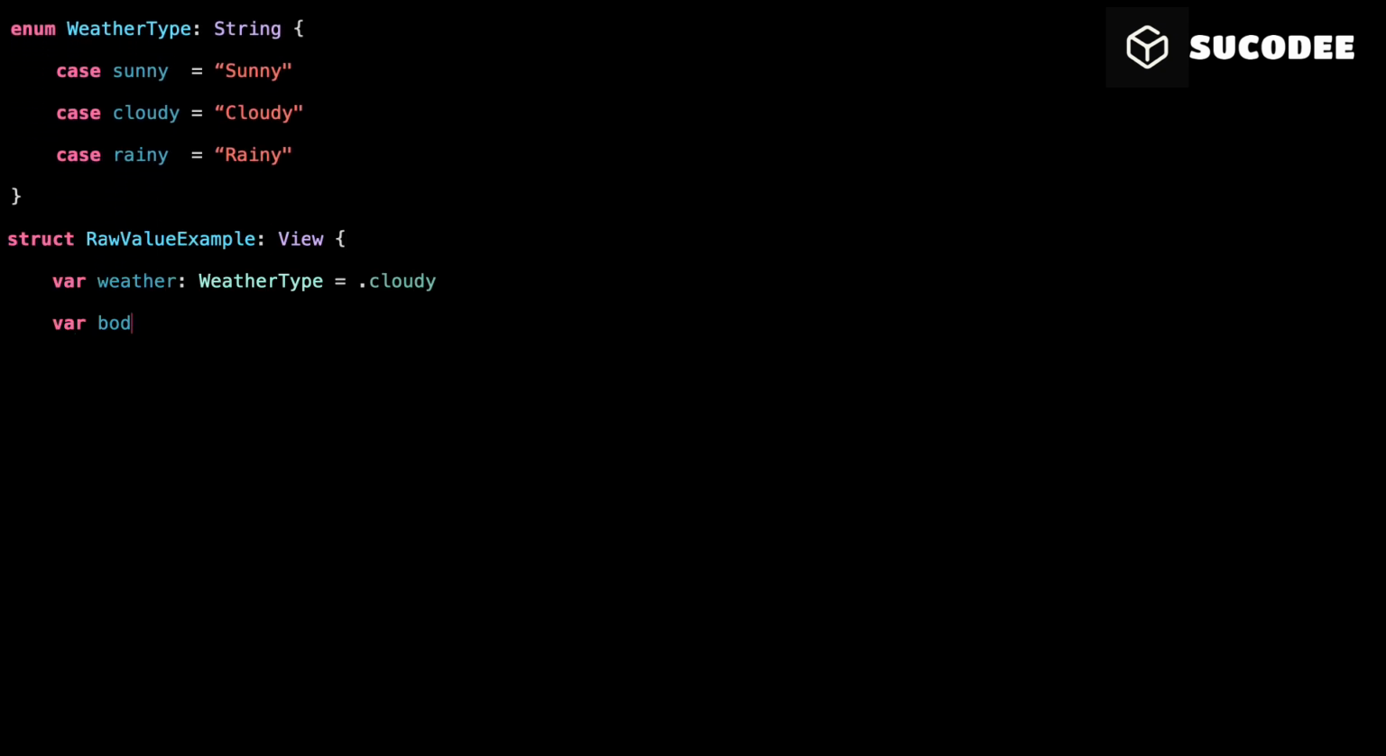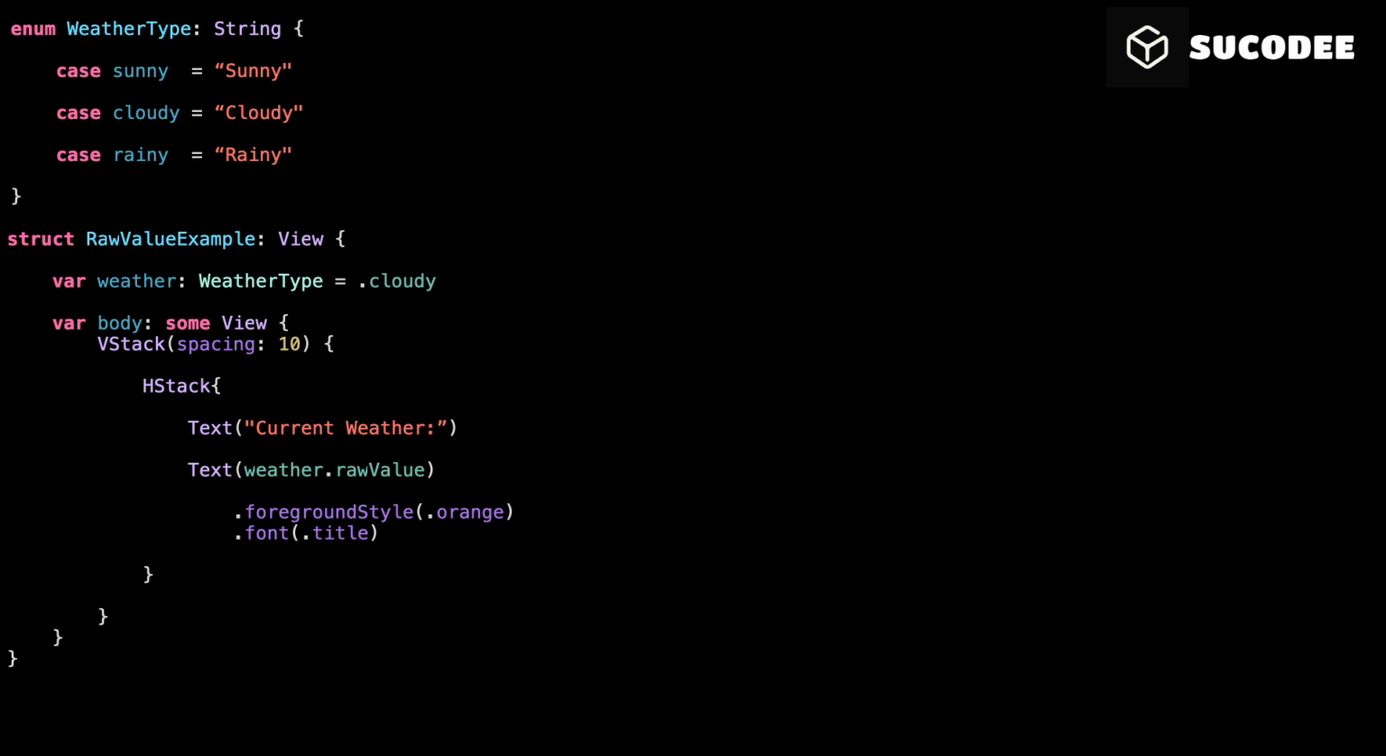In this view, we have a variable called weather, and we've set it to .cloudy. Now we want to show the current weather on screen. We do that by writing weather.rawValue. What that gives us is the string "cloudy", exactly as we defined in the enum. So instead of writing it manually, we pull it straight from the enum case. This makes the code cleaner, and it guarantees that the displayed text always matches the enum value.